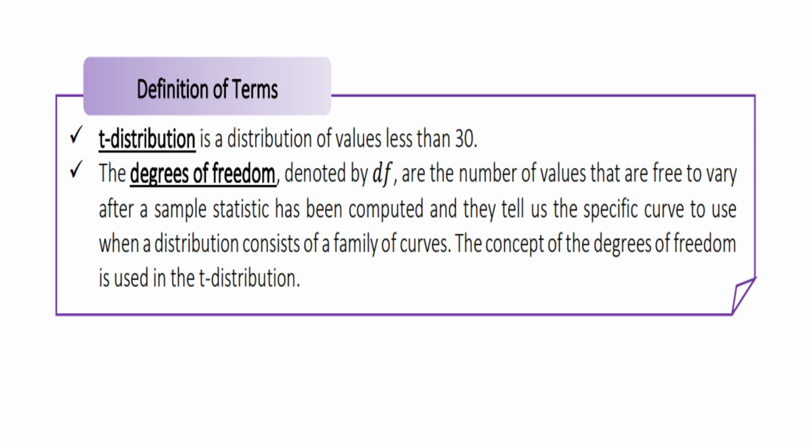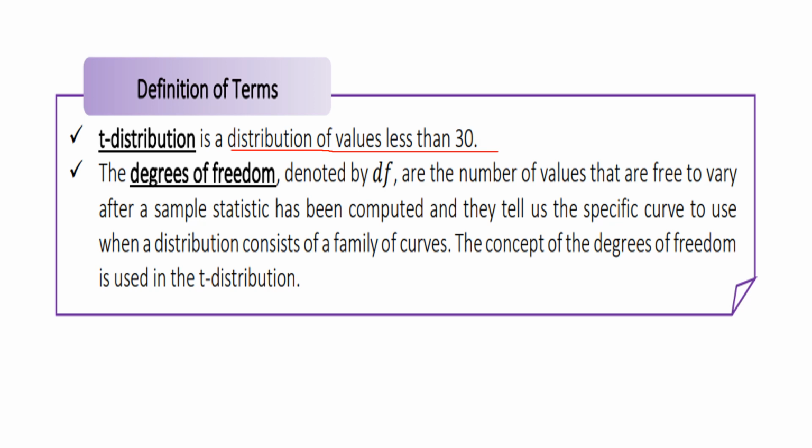So, definition of terms: a t-distribution is a distribution of values for samples less than 30, so we use the t-test. For example, we use the t-test to see differences. If we're asked whether there is a significant difference between the post-test and pre-test, we simply use the t-test to see if there's a significant difference between the results of these two tests.